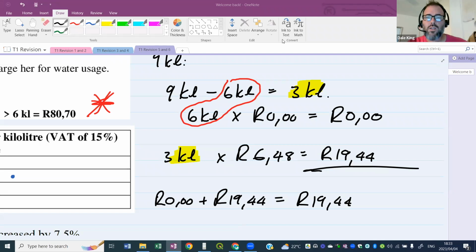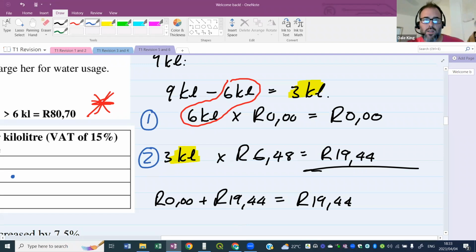I've done that, Sonia. So I've got the six. All right, there's the six. I'll write a little number here. This is the first step we took care of, the 6 kiloliters. Here's the second step we've got, the 3 kiloliters. Together, the 6 and the 3 must make 9. So we've covered all our water. We've calculated for all our water. And I've got a total here at the bottom. I added the R0, the 1944 up here at the bottom. So this should be it. I mean, the question says VAT is included. I don't have to work out VAT. What else is missing? It's right in front of your eyes. What's missing, guys? On the screen.